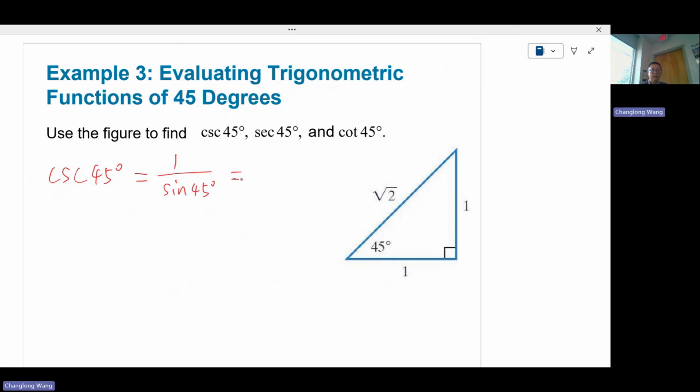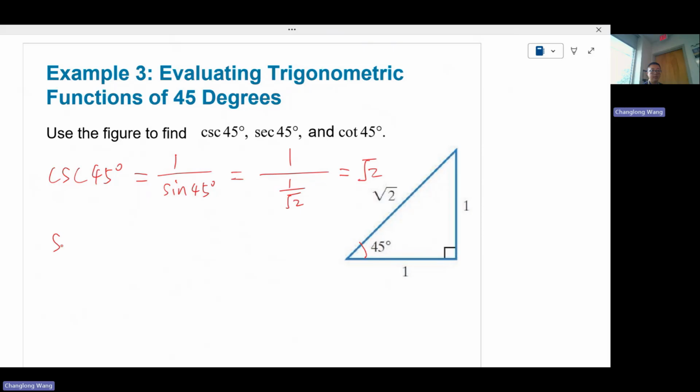Now sine 45 is opposite over hypotenuse, right? So now for 45 degrees over here, the opposite is 1, the hypotenuse is radical 2. So this is 1 over radical 2. Now, dividing by a fraction is equivalent to multiplying by the reciprocal, or keep, change, flip, right? So I'm sure that you're going to get radical 2, either way.